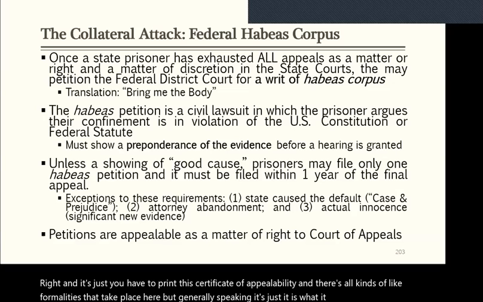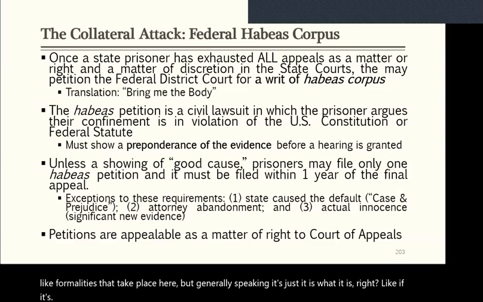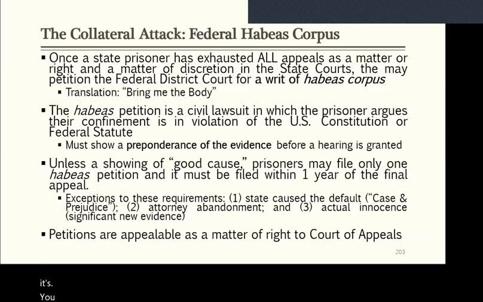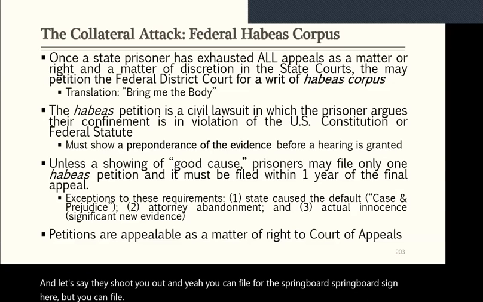You get one shot, right? And let's say they shoot you down. And yeah, you can file for the Supreme Court. The Supreme Court's not going to hear it, but you can file. Just speaking, at that point, it's over.